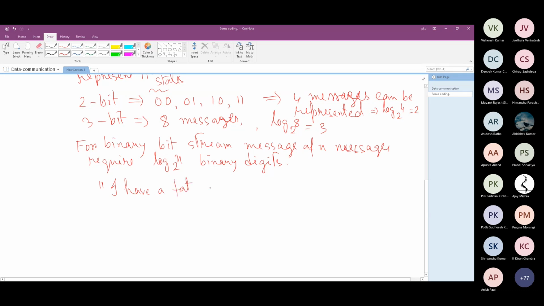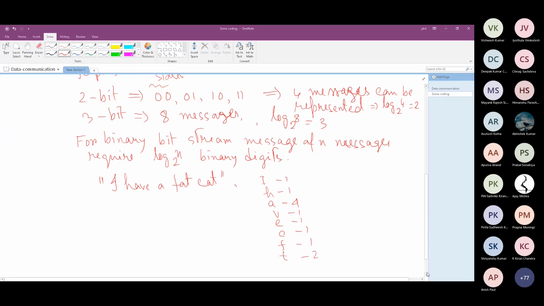I have a fat cat. Okay, so how many symbols are there? So there is one I. Okay, so I is 1, H is 1, A is 1, 2, 3, 4, four number of A. Then B there is 1, E 1, and C 1, F 1. We shall discuss more on this.